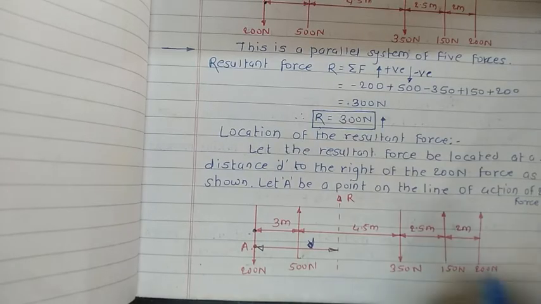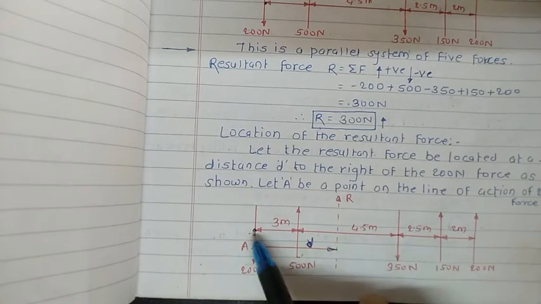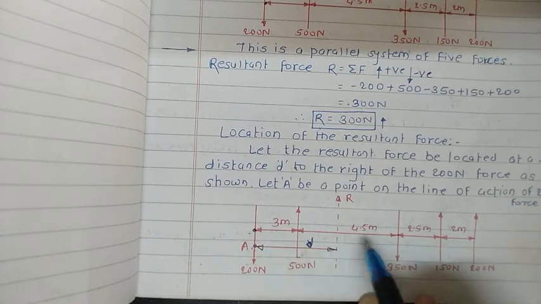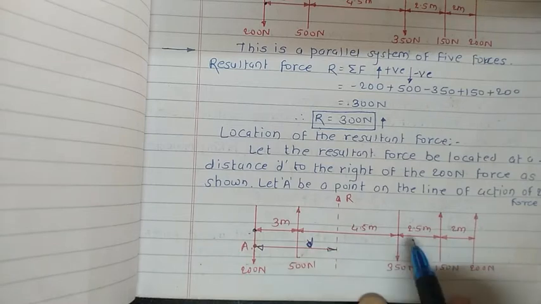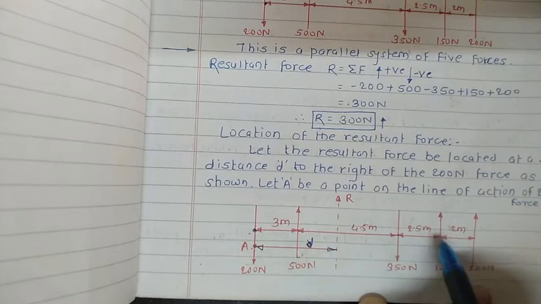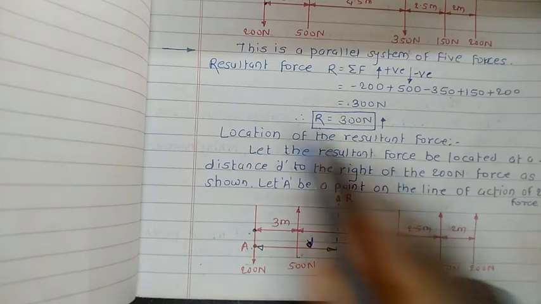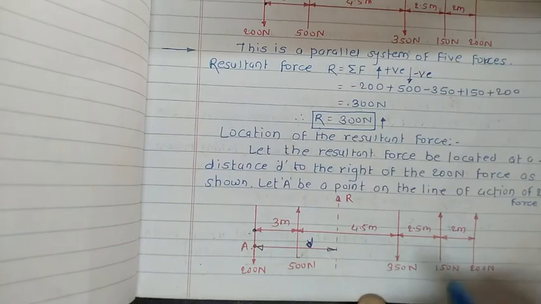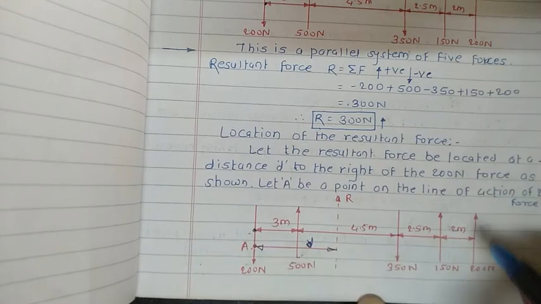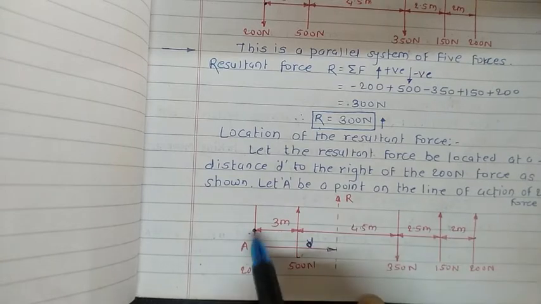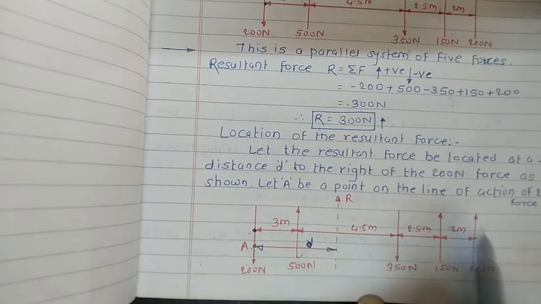Now you have to take the moment of this 150 Newton force about this A point. What about the distance? 3 plus 4.5 plus 2.5. 7.5 plus this 2.5 is 10. The tendency of this 150 Newton force to turn about this point is in anti-clockwise direction. For anti-clockwise you have to use the plus sign. So 150 multiplied by this distance will come. What about the next one, 200 Newton? The distance between the line of action of this force and the point about which the moment is to be taken is 3 plus 4.5 plus 2.5 plus 2, which means 12. So 200 Newton multiplied by 12 will come.